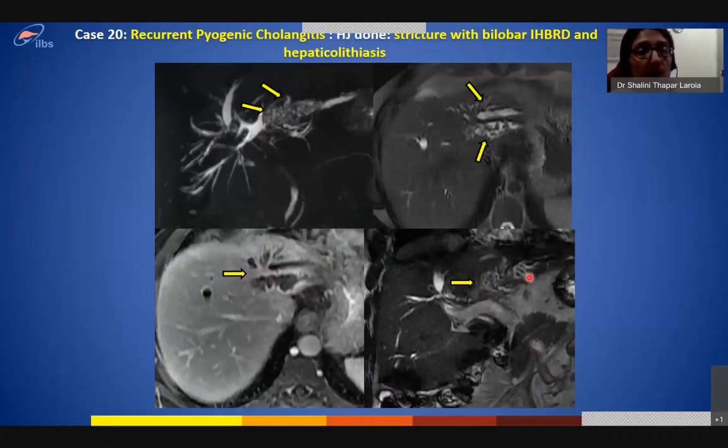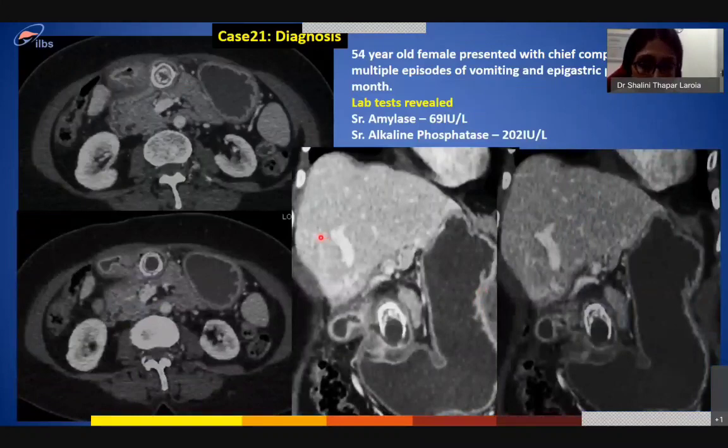It's a very, very important case. Recurrent pyogenic cholangitis is very commonly seen in Asian population, and we all must know this picture if we are living in this subcontinent. Okay, I think I can stop with this last case.